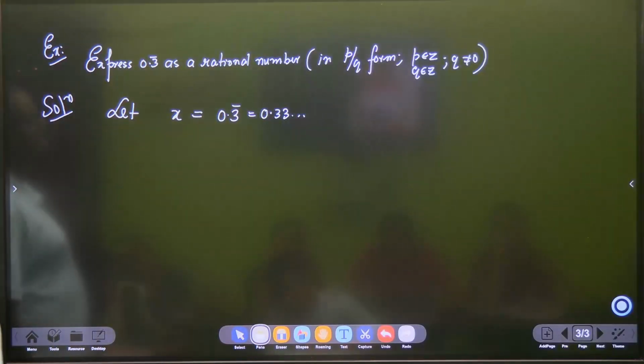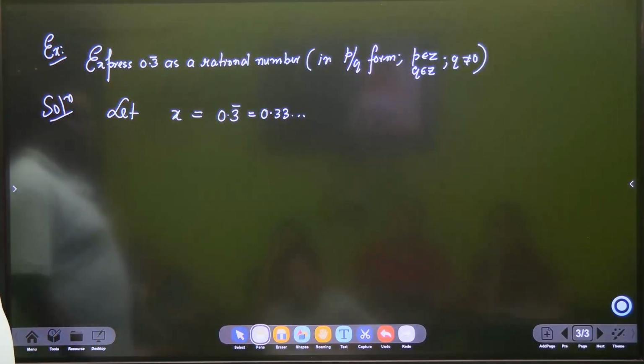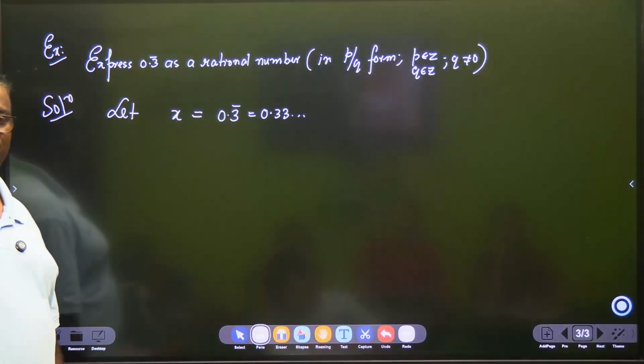Agreed? I'll keep the board. Now, what is the periodicity?